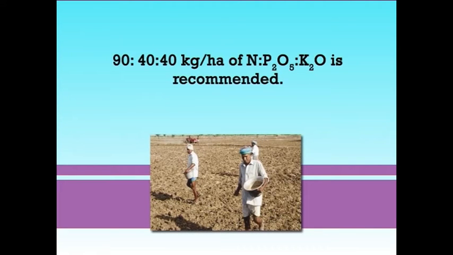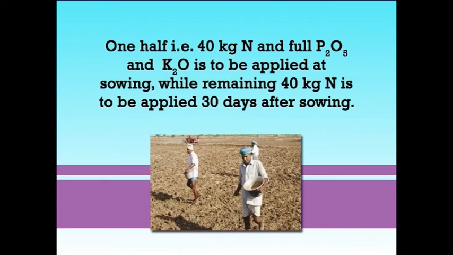Now, we will discuss about manures and fertilizer application. Application of 10 tons per hectare farmyard manure at the time of the final land preparation is advisable. 90-40-40 kg per hectare of N-P2O5-K2O is recommended. One half, that is 40 kg nitrogen and full P2O5 and K2O, is to be applied at sowing, while the remaining 40 kg nitrogen is to be applied 30 days after sowing.